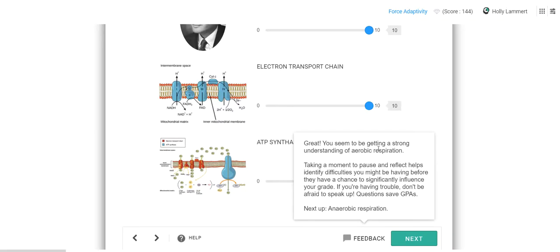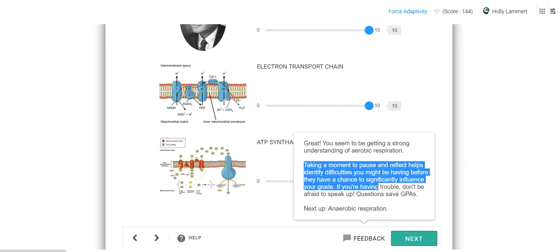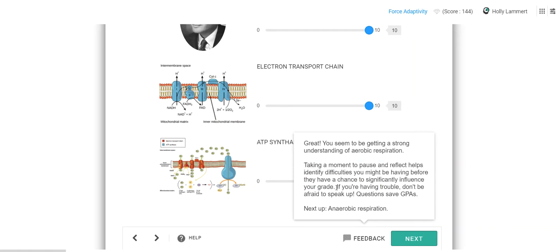Okay, so that's cool. We're going to pause here. It helps us reflect and identify difficulties. So if you're having trouble now, feel free to send me a message and let's get on a Zoom and do this together. Don't be afraid to speak up. Questions save GPAs. It's not just about the grade, but maybe more about learning. But that's cool too. And taking great notes is an awesome skill, and knowing how these chemical reactions happen within our bodies.